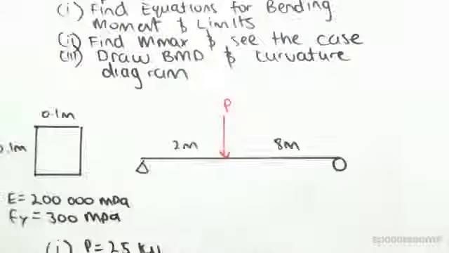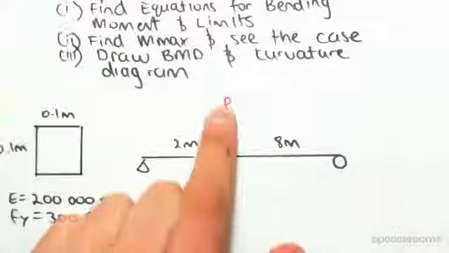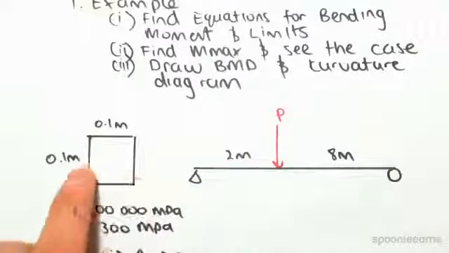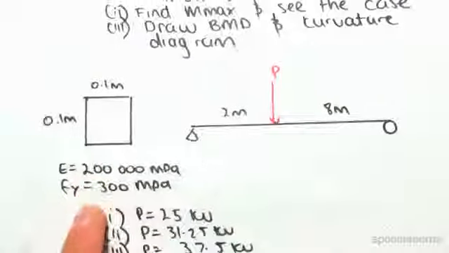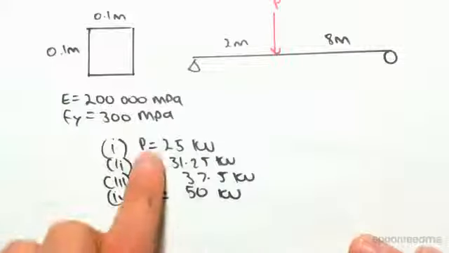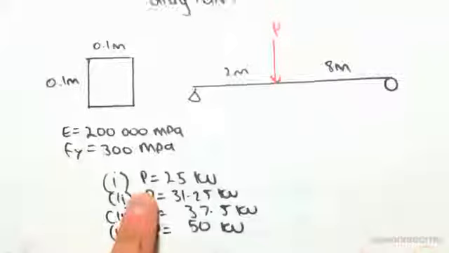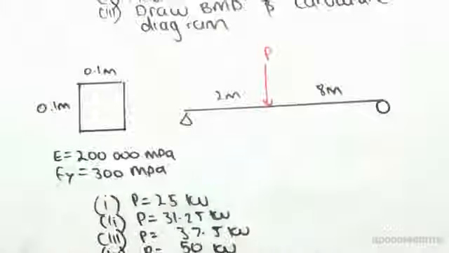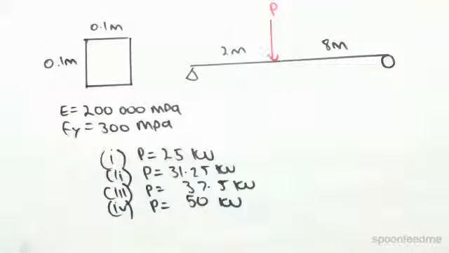So here's our problem. We have a simply supported beam, a point load P, at 2 and 8 meters. We have a section which is 0.1 by 0.1 meters. The elastic modulus is 200,000 MPa, the yield stress is 300 MPa, and we're going to be looking at four different cases for P, okay? So, the first thing we always want to do is to find our elastic limit and plastic limit.